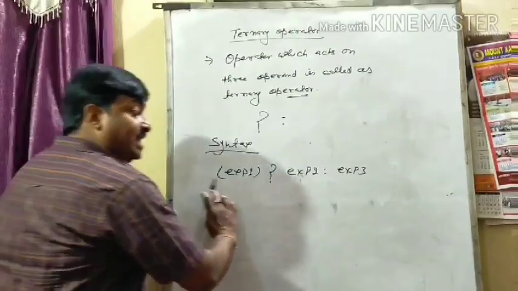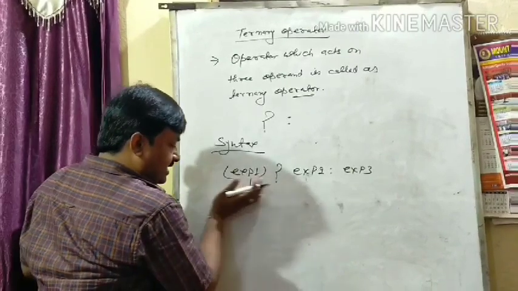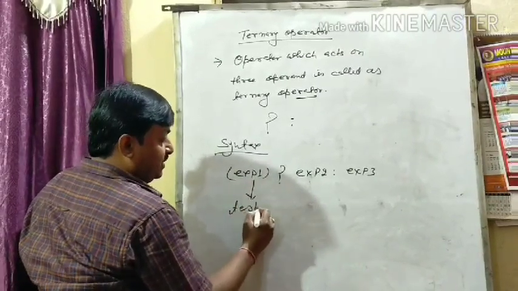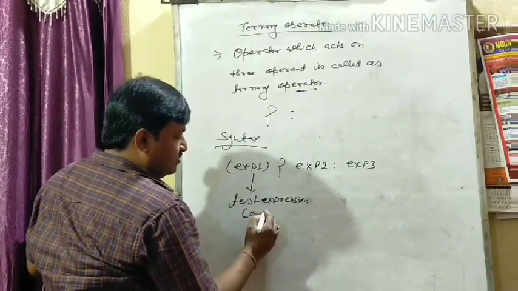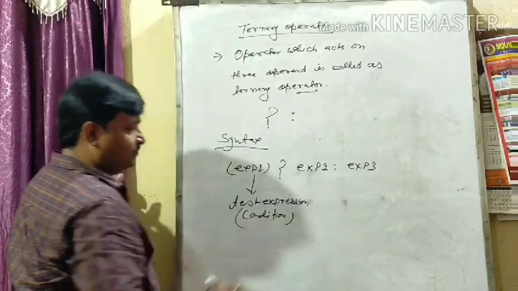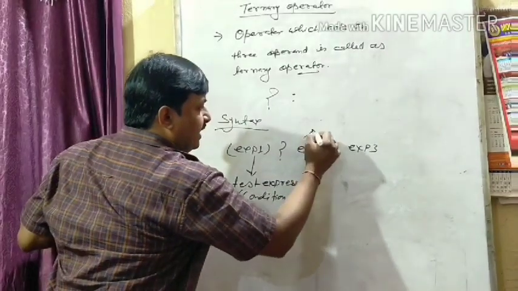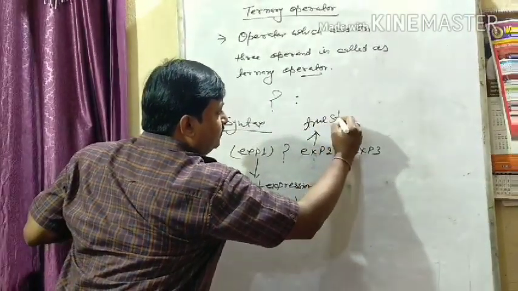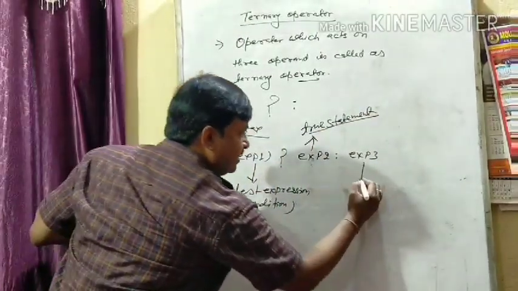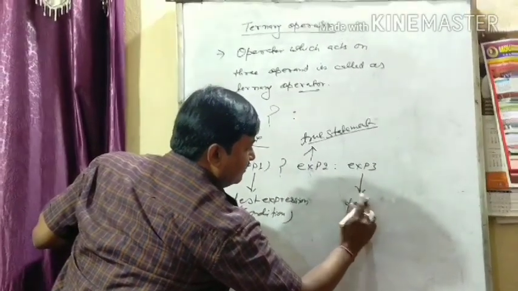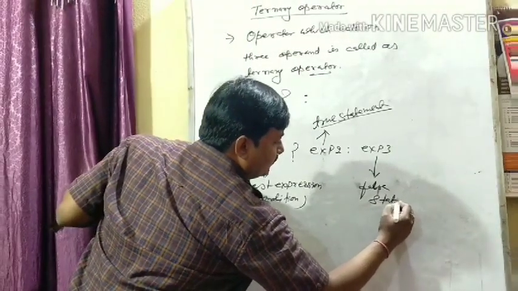In this syntax, student, expression 1 acts as a condition, or you can say test expression. Test expression is also called a condition. Expression 1 acts as the test expression, expression 2 acts as the true statement, and expression 3 acts as the false statement.